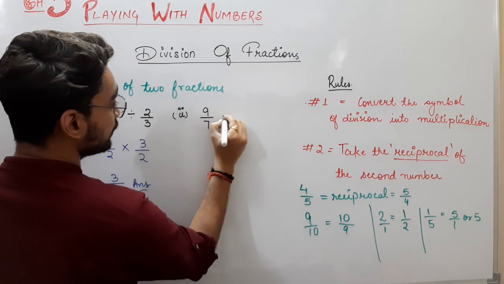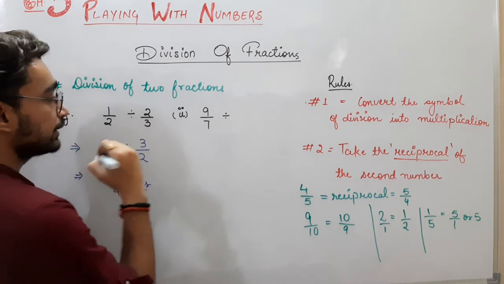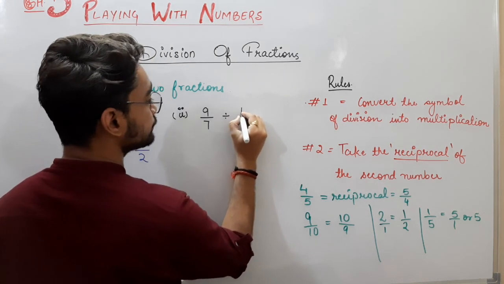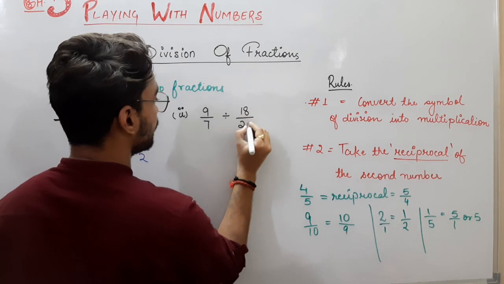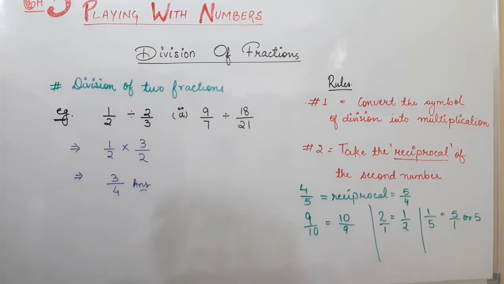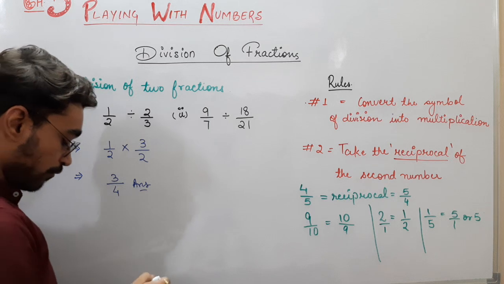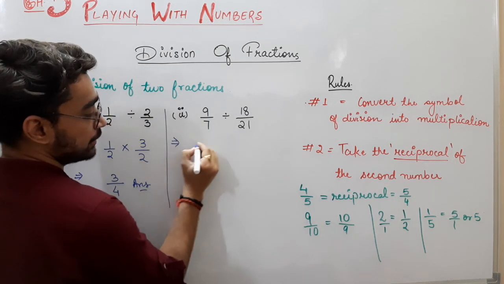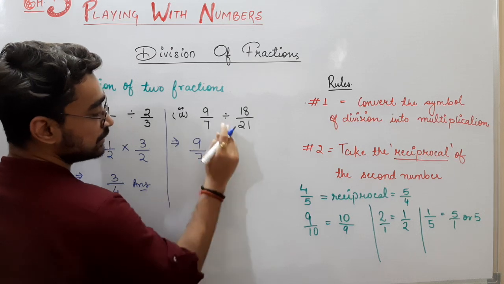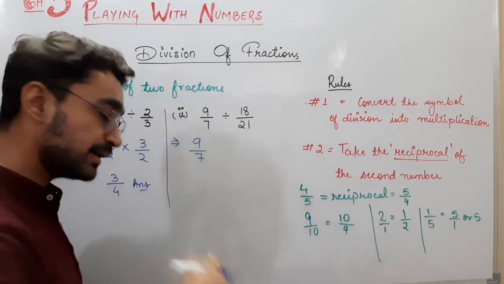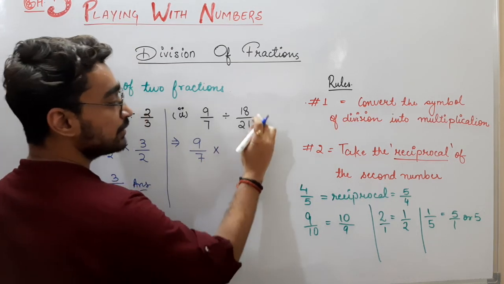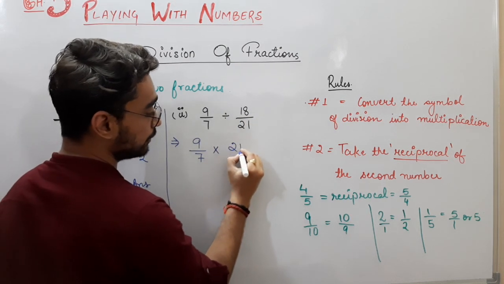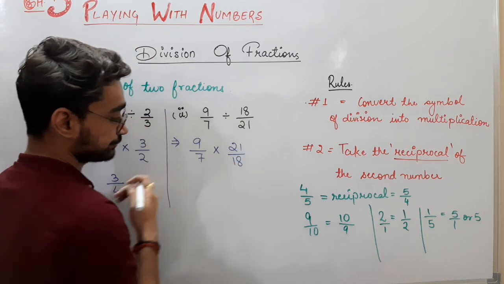9 by 7 divided by 18 by 21. What will happen now? 9 by 7, this division will be converted into multiplication, and with the reciprocal of this, the reverse of this, it will be 21 by 18.